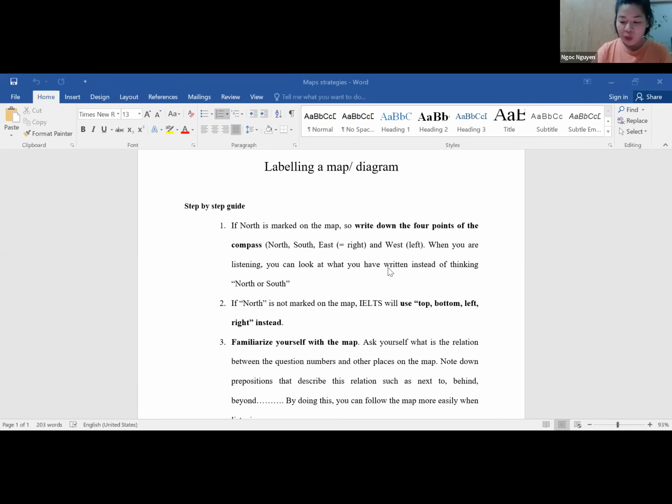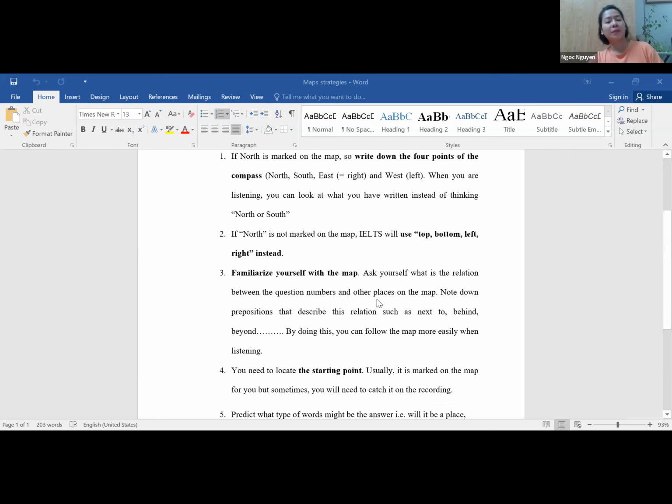So let's do the same thing. When you deal with a map, write down directions, then stop thinking about directions. They are there on the paper. You can see them, and you don't need to think about them. That's one. Number 2, you will need to familiarize yourself with the map, and in the language that some of your friends wrote. Your friends actually mentioned the same thing, just in different words.